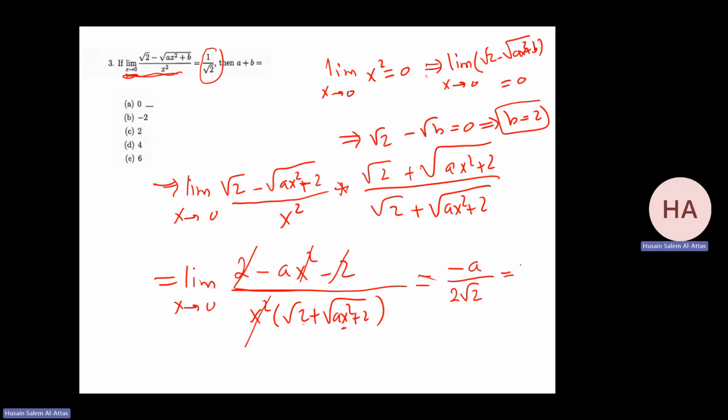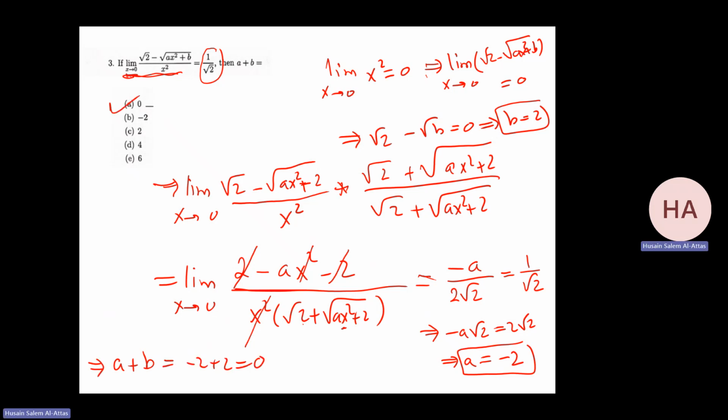And now this limit equals 1 over square root of 2. So I have minus a over 2 square root of 2 equals 1 over square root of 2, so a will be minus 2. This is a, and this is b. So a plus b will be what? Minus 2 plus 2, which is 0. That will be my answer.